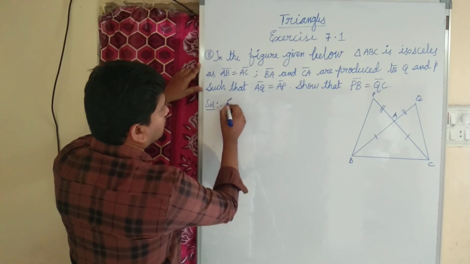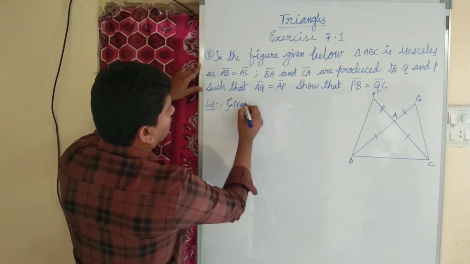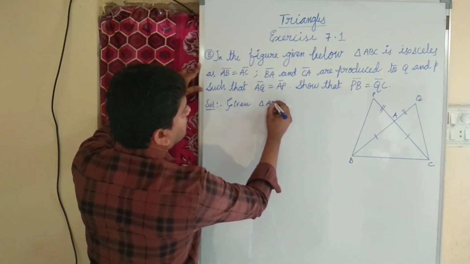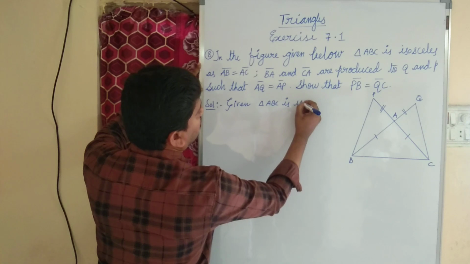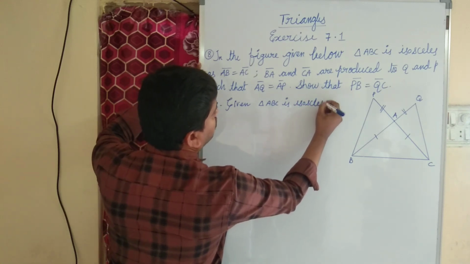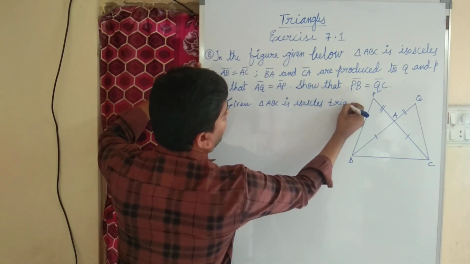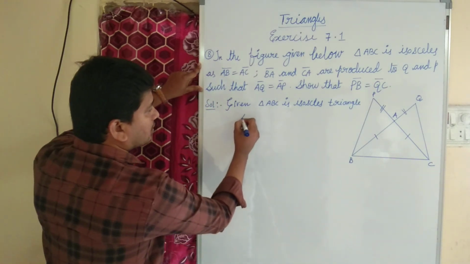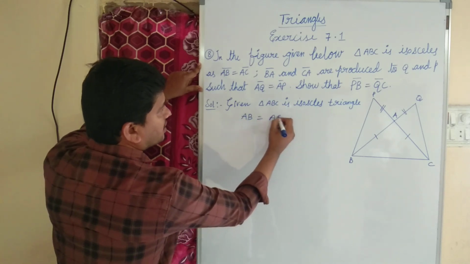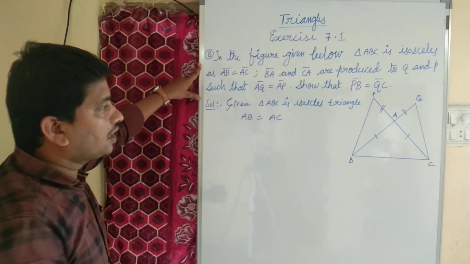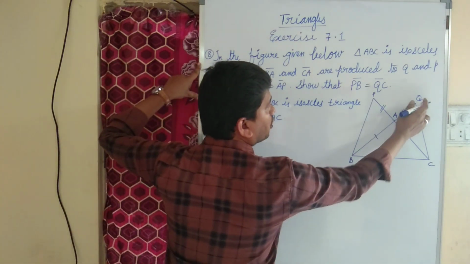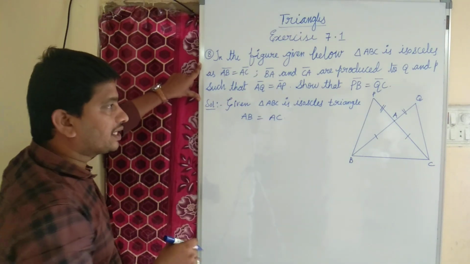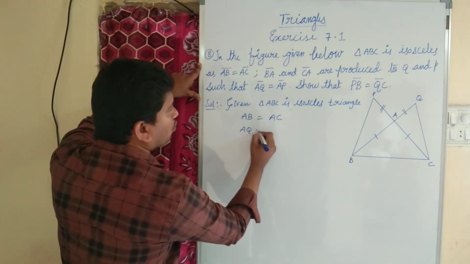So what is given? Let us write now. Given: triangle ABC is an isosceles triangle, a triangle in which two sides are equal, that is AB equal to AC. AB is produced to Q, AC is produced to P, such that also it is given AQ equal to AP.